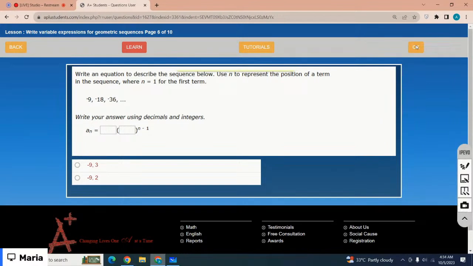Write an equation to describe the sequence below. Use n to represent the position of a term in the sequence where n equals 1 for the first term. So which is the correct option? The first term is negative 9, and you can get the next term by multiplying. The common ratio is 2, right? So the correct option is negative 9 and 2. The second option is the correct one.